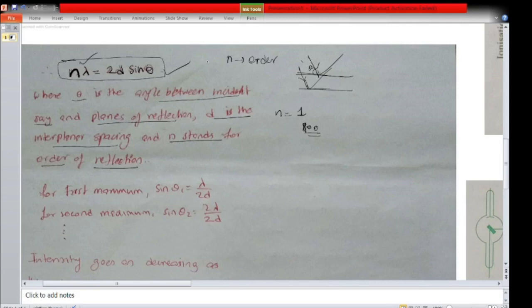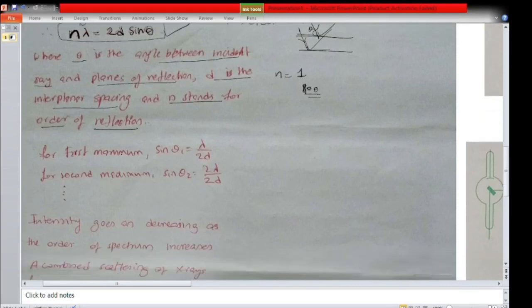That condition is Bragg's law, n lambda equal to 2d sine theta. For the first maximum, the first bright spot, n equal to 1, that is the order of reflection, has to be 1, and sine theta 1 will become lambda by 2d. For the second maximum, the order will become 2, so sine theta 2 will become 2 lambda by 2d, that is nothing but lambda by d. So that is the condition for the second maximum.